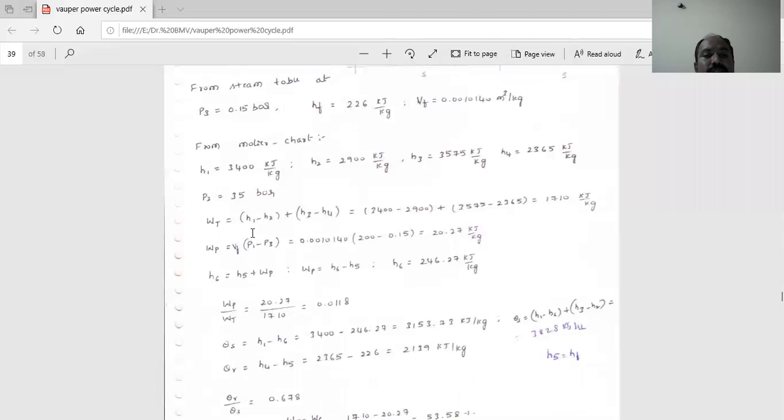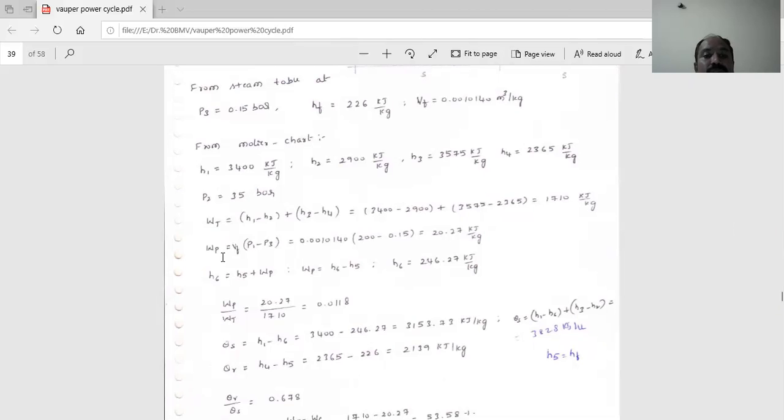Here the high pressure turbine and low pressure turbine are there, the two turbines. Then we have to write down the work done of the turbine. That is H1 minus H2 plus H3 minus H4. It becomes 3400 minus 2900 plus 3575 minus 2365. It becomes 1710 kilojoules per kg.